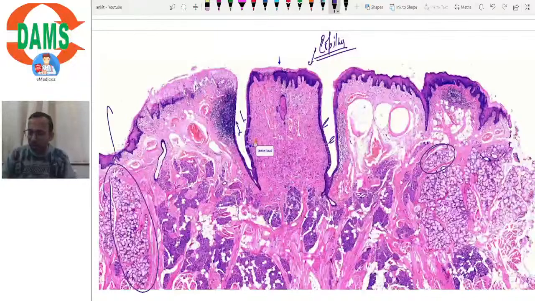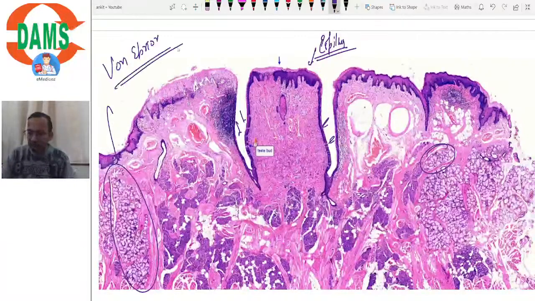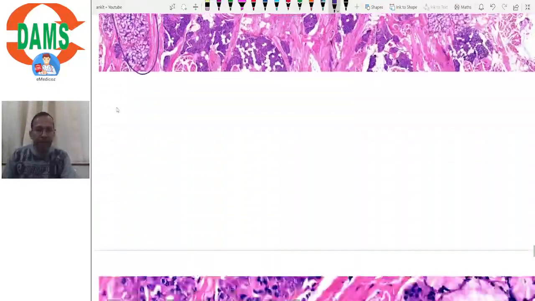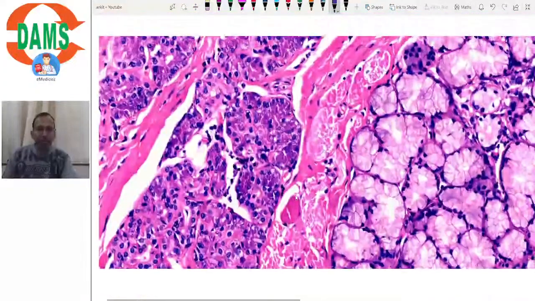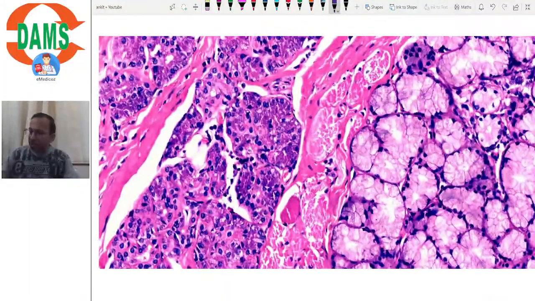Which minor salivary glands are associated with circumvallate papillae? Von Ebner glands, isn't it? Von Ebner glands are associated with circumvallate papillae. Let's magnify this a bit more. Now you can easily visualize the glandular structure and these plasma cells, isn't it? Large blue nuclei are visible on the left side, so what are these? These are inflammatory cells, these are lymphoid tissue, and on the right side we see glandular structure, these are minor salivary glands. Clear?